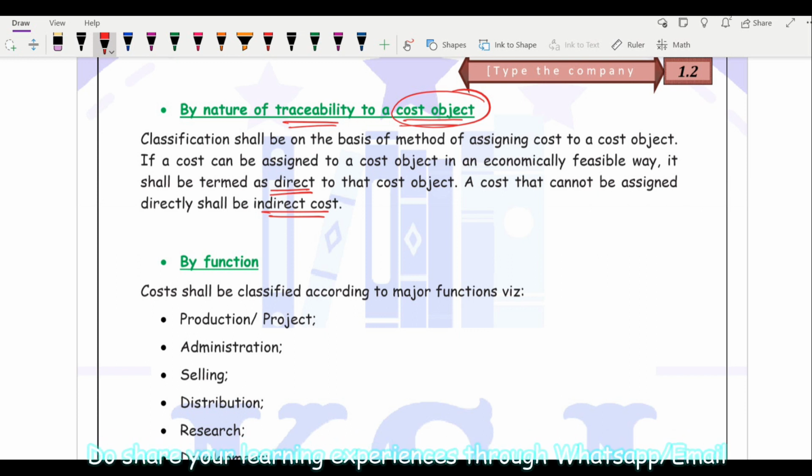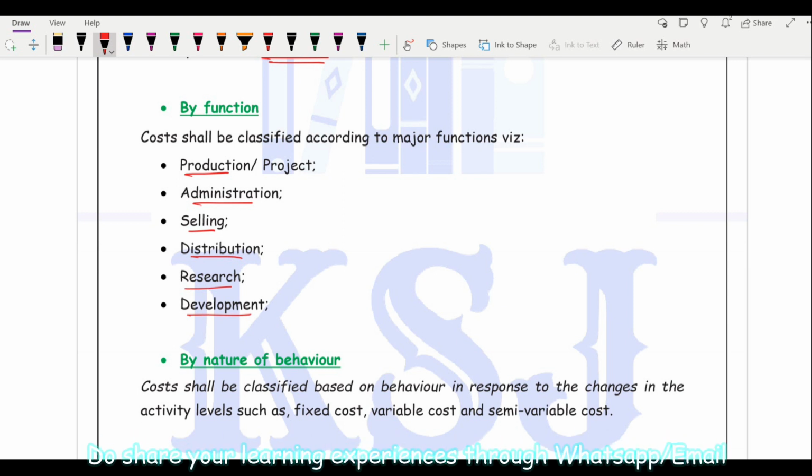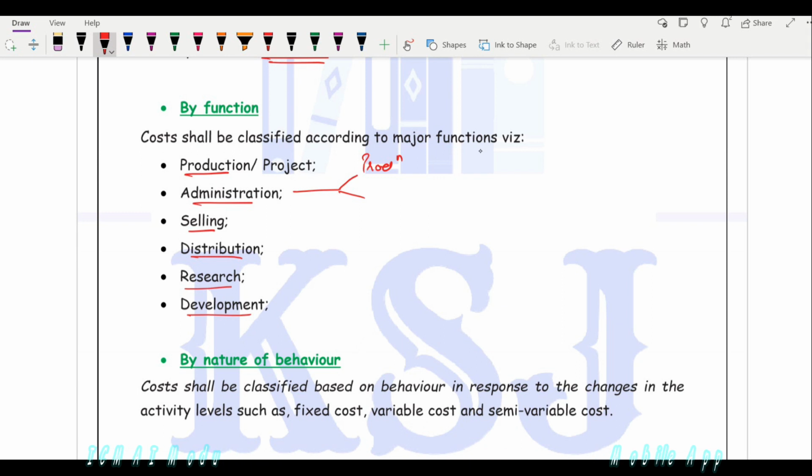If we are able to identify the cost directly with 1 unit, then it is a direct cost, otherwise it is an indirect cost. By function, we can classify it into production cost, administration cost, selling cost, distribution cost, research cost, development cost. So according to the function also we can classify the cost, that this cost is particularly related to selling expenses, this is particularly related to distribution, this is particularly related to administration, and the administration can be further classified into related to production, or it can be related to the general administration overheads also, right? So administration cost is there.